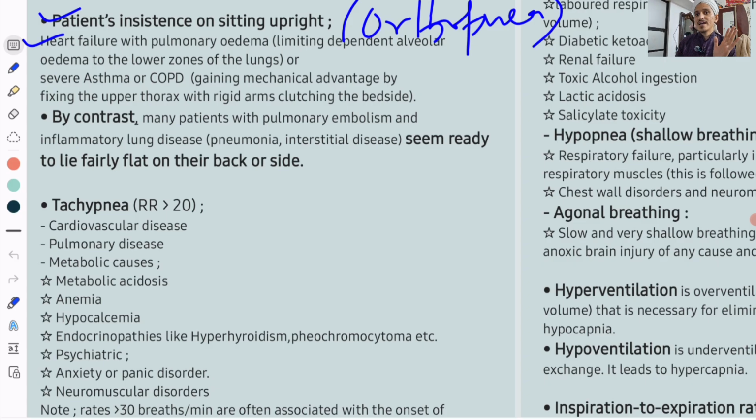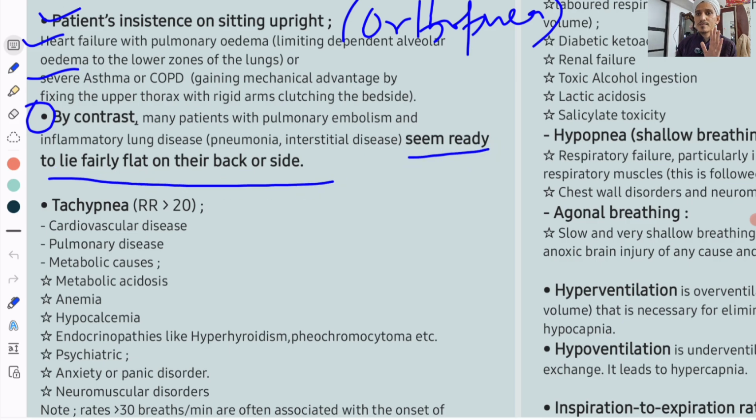Okay, and when they lie down, they will not have that mechanical support. That's why they prefer to sit. That is the difference in mechanism. Severe asthma and COPD patients gain a mechanical advantage by fixing the upper thorax with rigid arms clutching the bedside, the tripod position. By contrast, many patients with pulmonary embolism and inflammatory lung disease like pneumonia or interstitial disease seem ready to lie fairly flat on their backs.